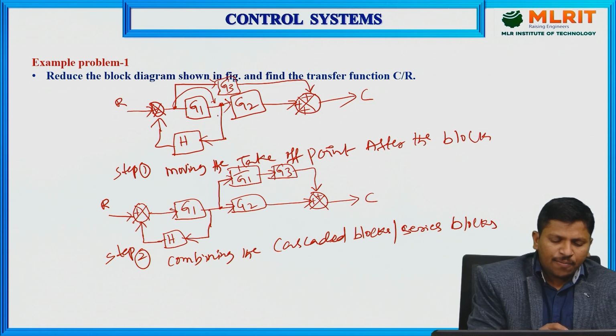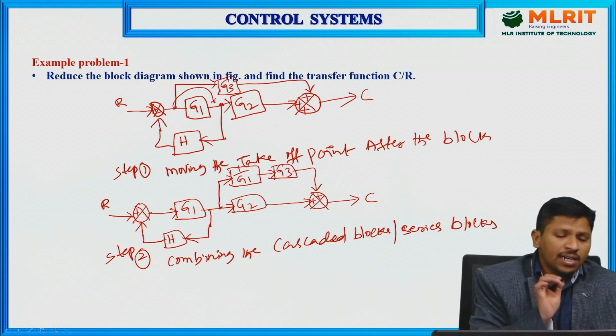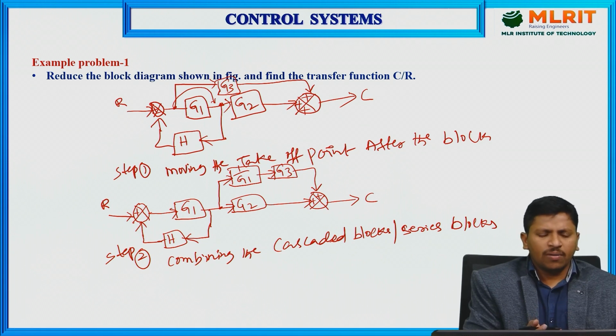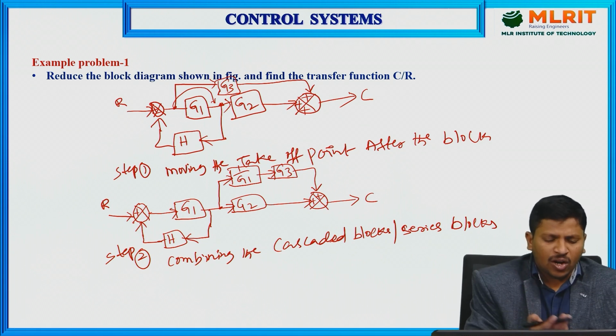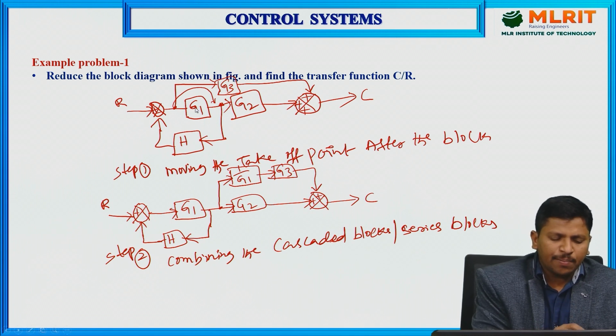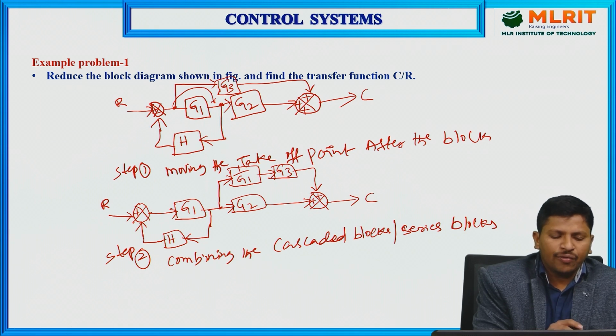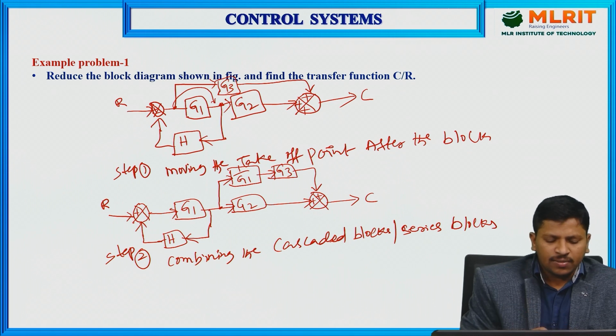Just observe, here this is in the form of feedback, but between the block and the summing point we have a take-off point. We are not going to apply any rule directly, because between the summing point and G1 there is a take-off point. So we are not going to eliminate directly here. That's why we move the take-off point after the block G1.